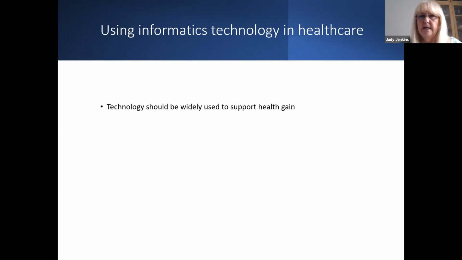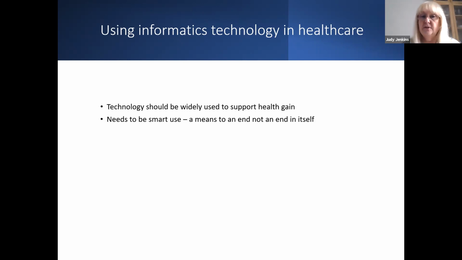So let's think about some of the guiding principles about using informatics technology in healthcare. We need to make sure that technology is used widely to support health gain. And it needs to be a smart use of technology, and it needs to be a means to an end and not an end in itself. Now, one of the things that I regularly hear is, but we have always done it this way. And if you've always done it this way and it works, and a technology solution doesn't improve that, carry on. That's great. You found something that works.